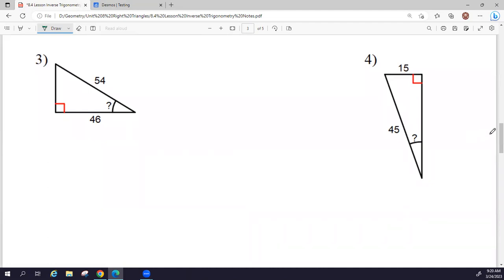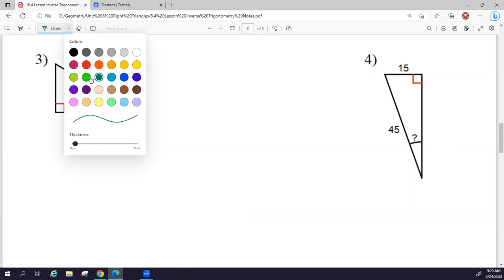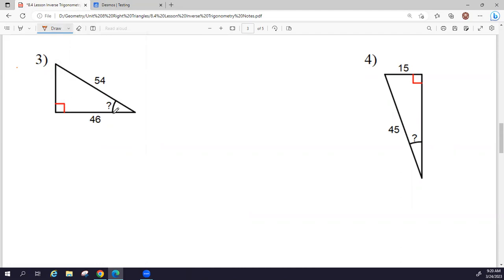We'll do one more. I have an extra one there that you can do perhaps if you are stuck before you go along to the U-tries. We always want to label our hypotenuse across from the 90. The side that's next to my angle, that's not the hypotenuse, is my adjacent side, and then we have the opposite.